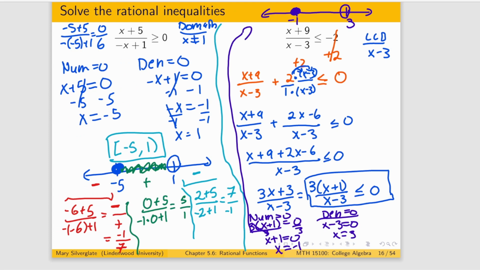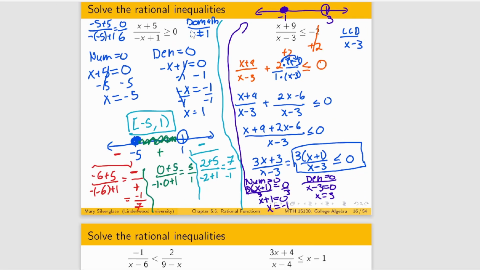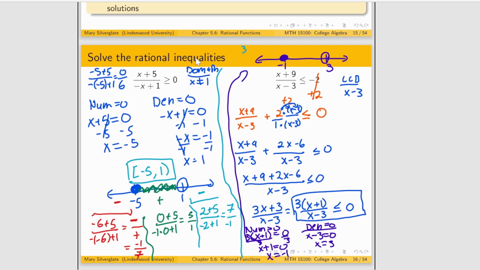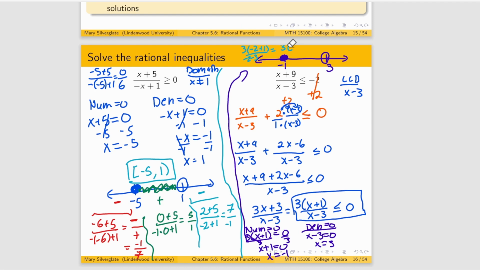Now I want to plug in my testing points. So I want to think of something to the left of negative 1. Let's just say something like negative 2. So if I plug in negative 2, that would be 3 times negative 2 plus 1 over negative 2 minus 3. That's not a good place to work.